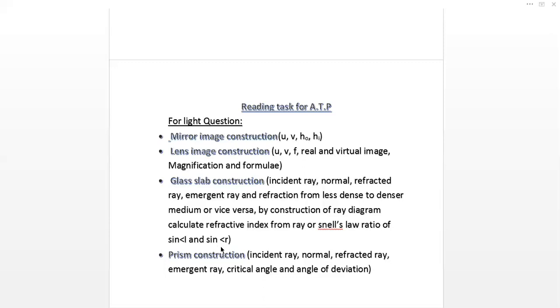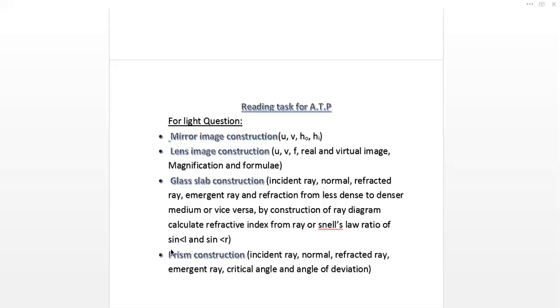Now next is prism. In a prism, you must know how to draw the incident ray, normal, refracted ray, and emergent ray. A very important thing is the emergent ray. And in a prism, you must know two more things: critical angle and angle of deviation. So you will draw the critical angle, and sometimes you have to draw the angle of deviation. Now what is the angle of deviation in a prism? In a prism, the angle of deviation is the angle between the incident ray and the emergent ray.